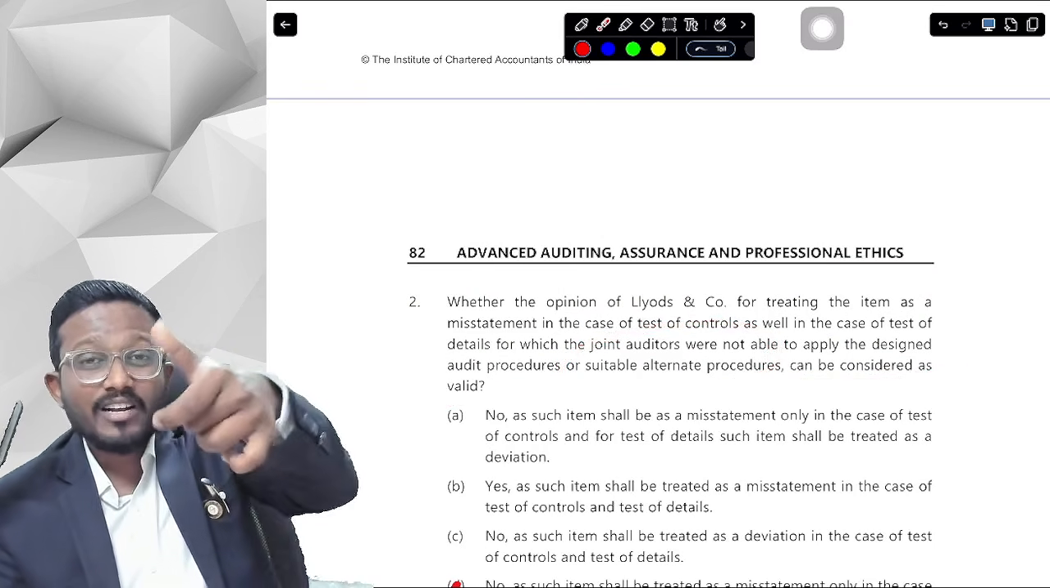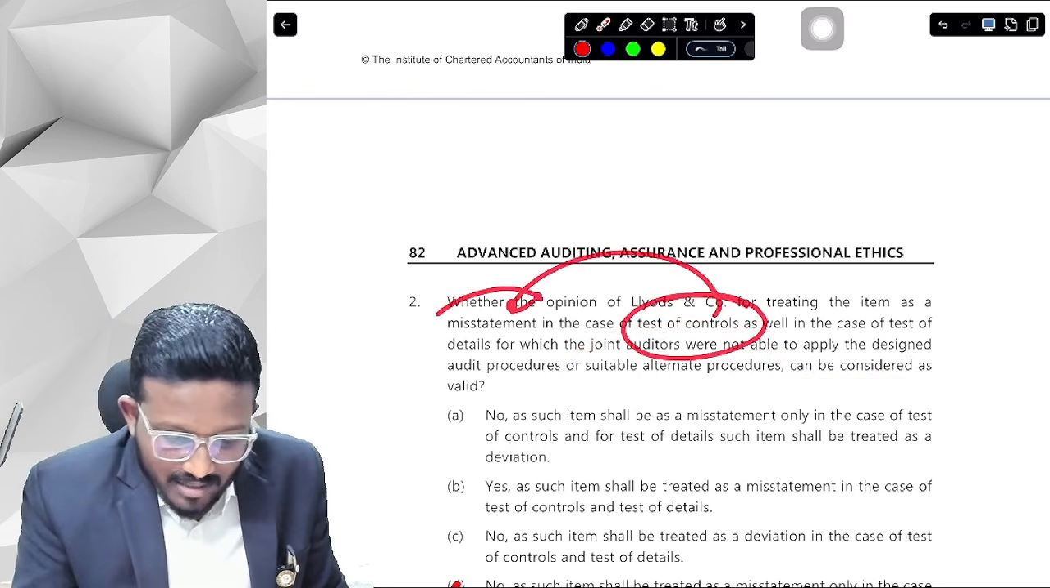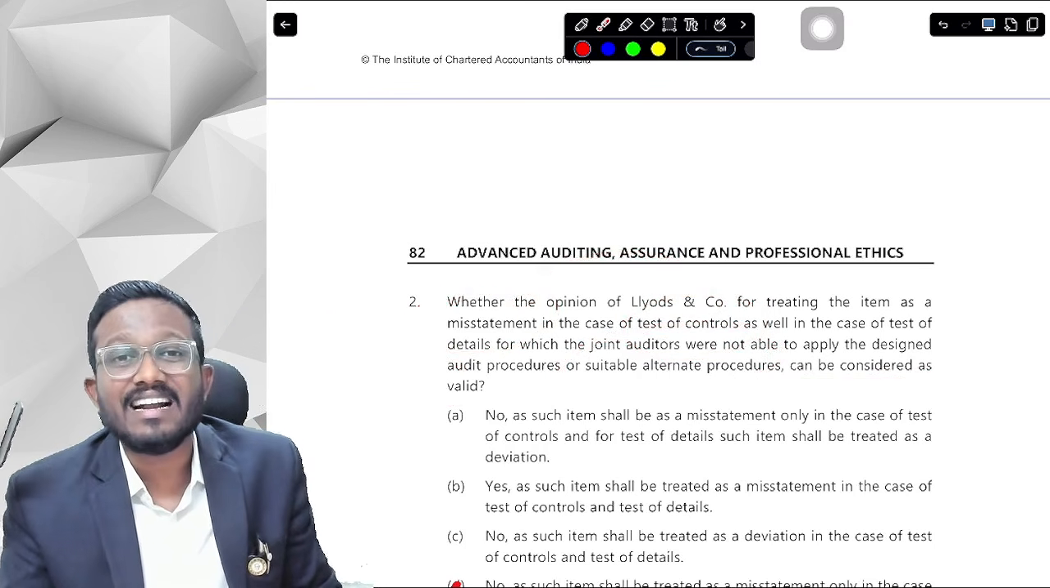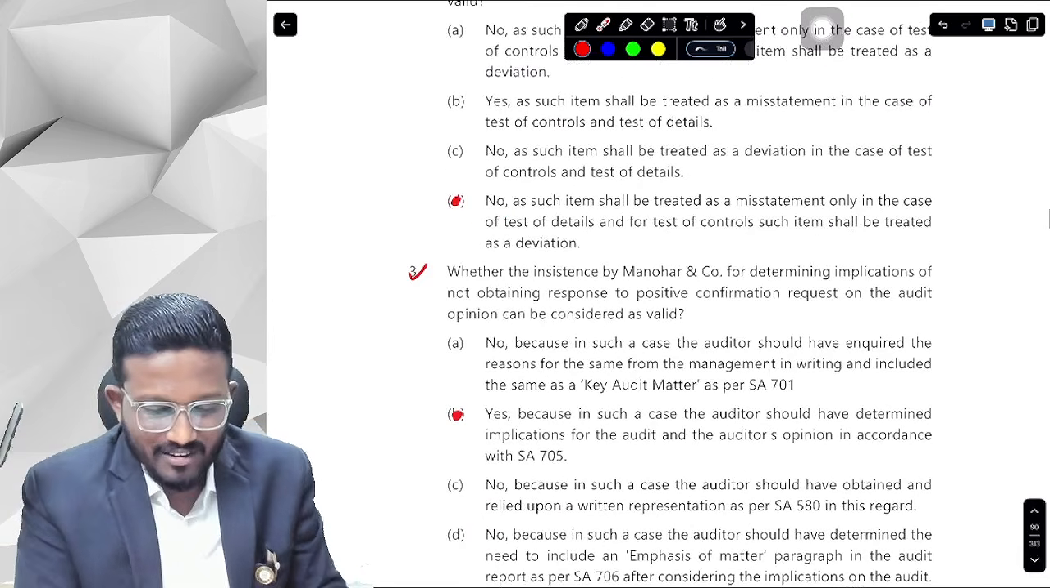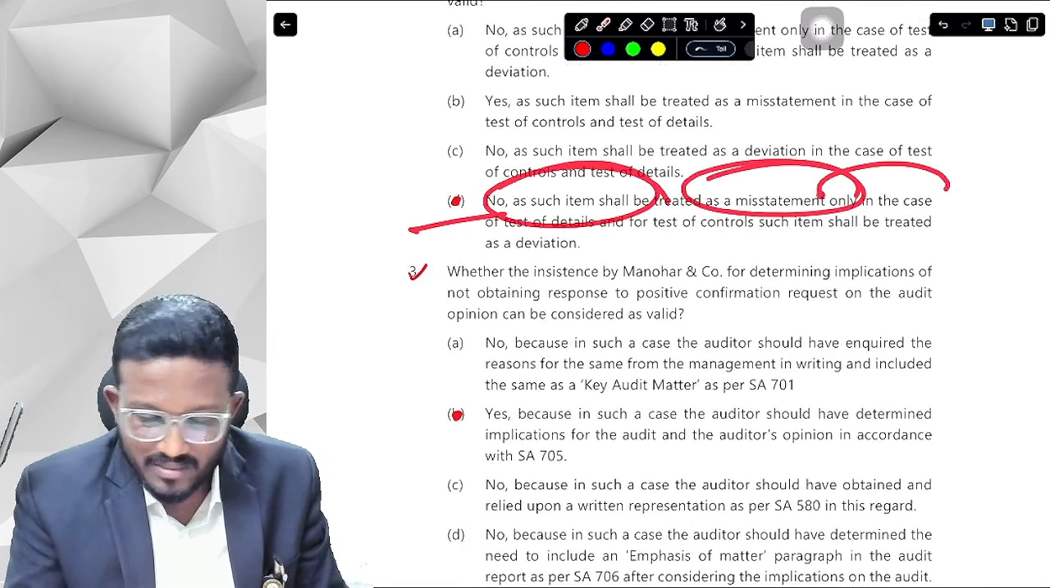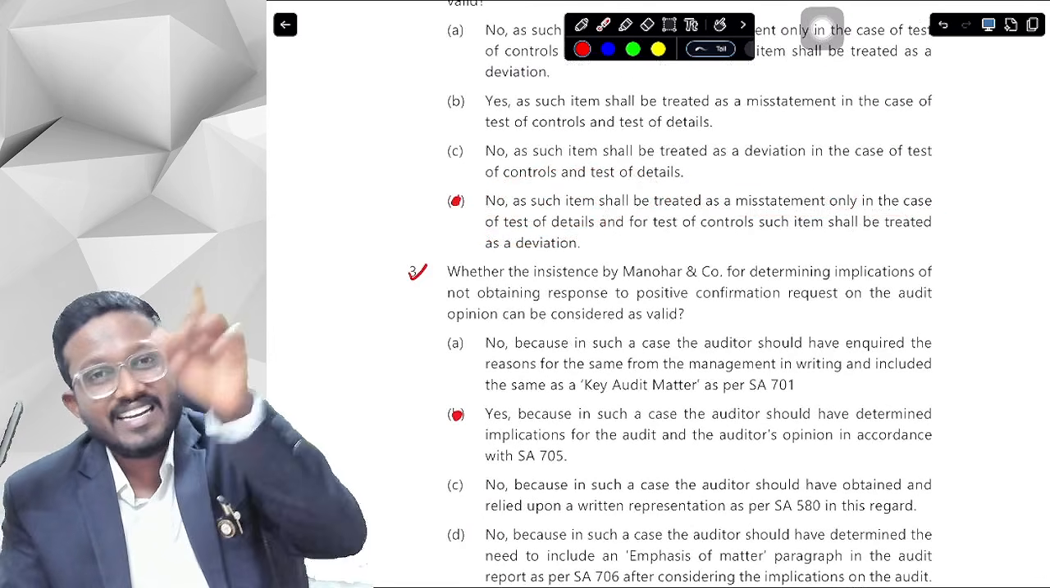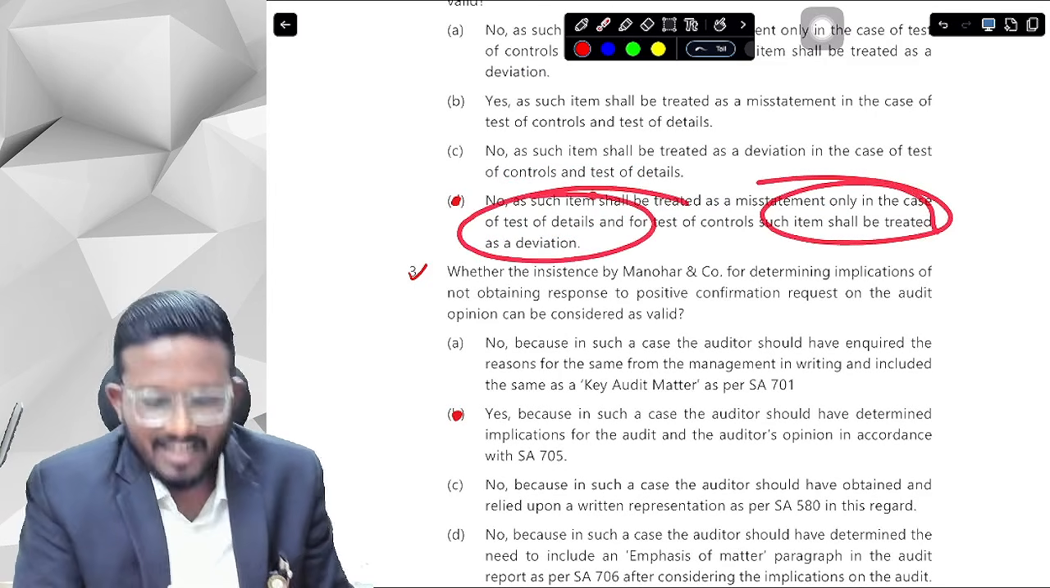In case of test of controls, do we consider the item as a misstatement? No, sir. What do we consider then? Deviation. So here considering it a misstatement is incorrect. Such an item will be treated as a misstatement only in case of test of details. In case of test of controls, it will be considered as a deviation.